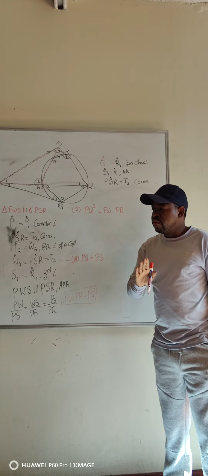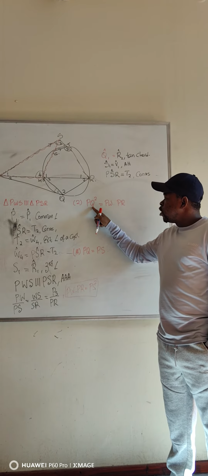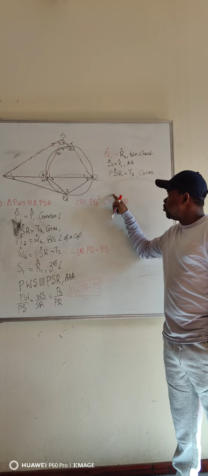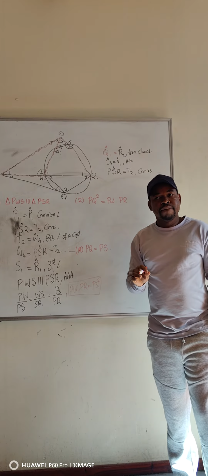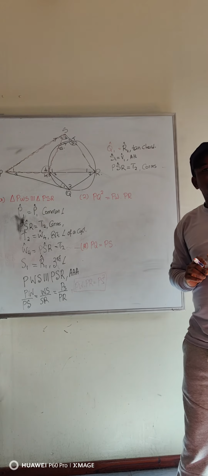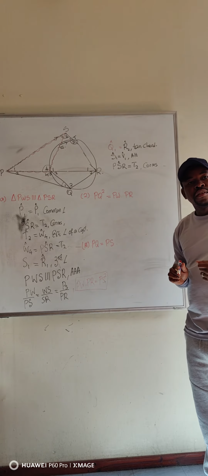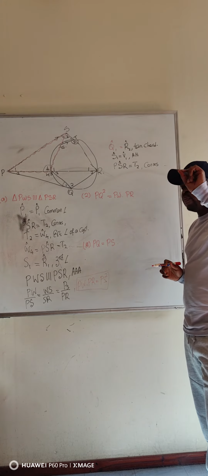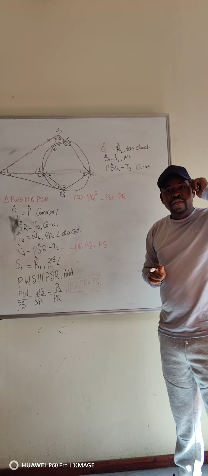You've got to prove that PQ squared is equal to PW multiplied by PR. That is a similarity. Where do we start? You first do what? There's something that I told you last week. Where do we start?